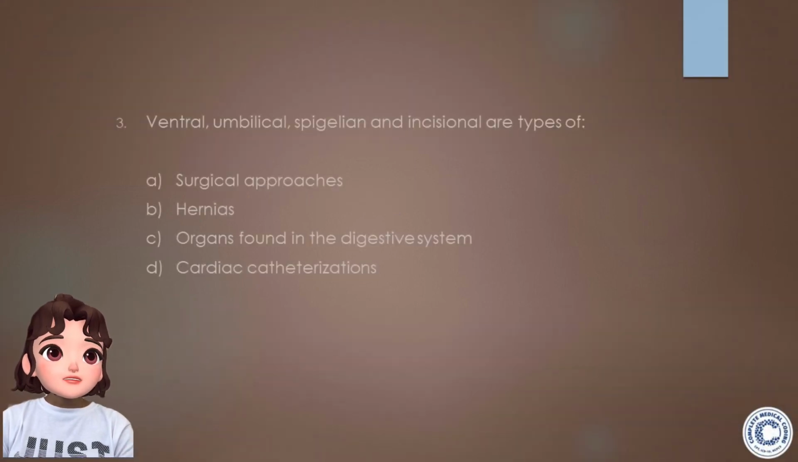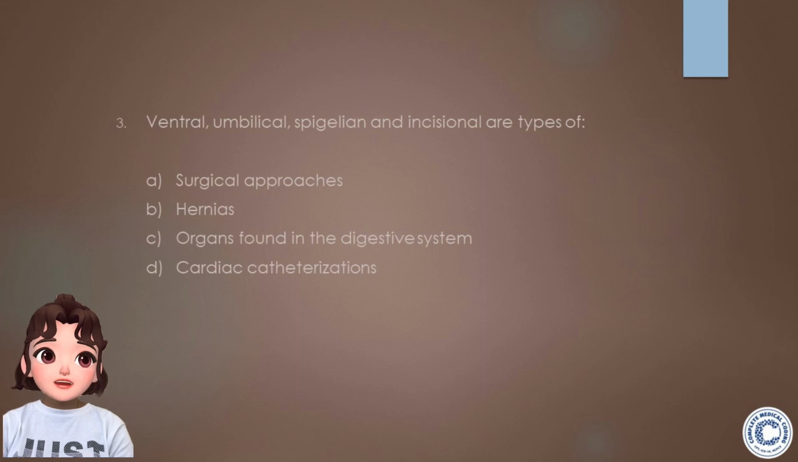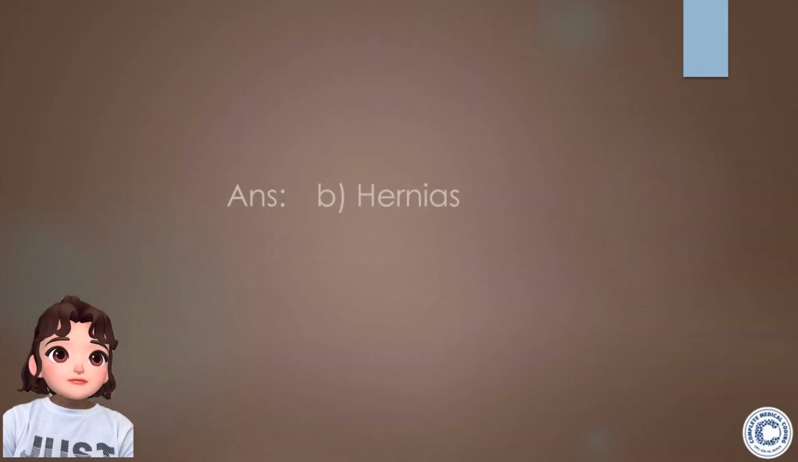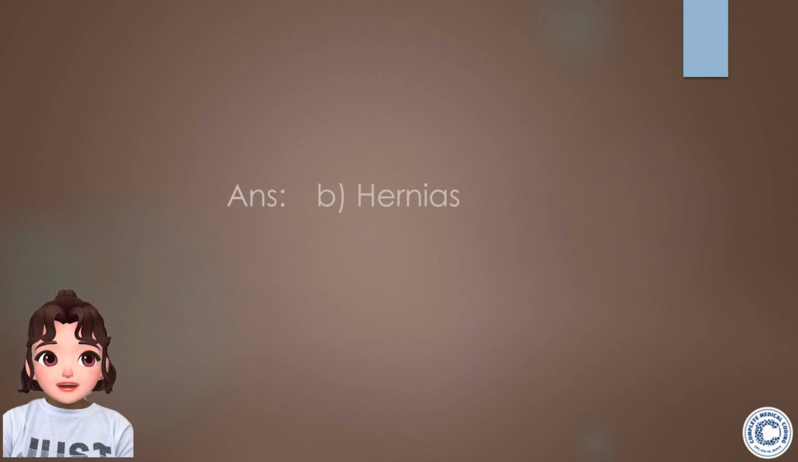Now third question, ventral, umbilical, spigelian and incisional are types of surgical approaches, hernias, organs found in the digestive system, cardiac catheterizations. Ventral, umbilical, spigelian and incisional are types of hernias, okay? Ventral hernia, umbilical hernia, spigelian hernia and incisional hernia. So option B will be the answer. Yes, option B, hernias.